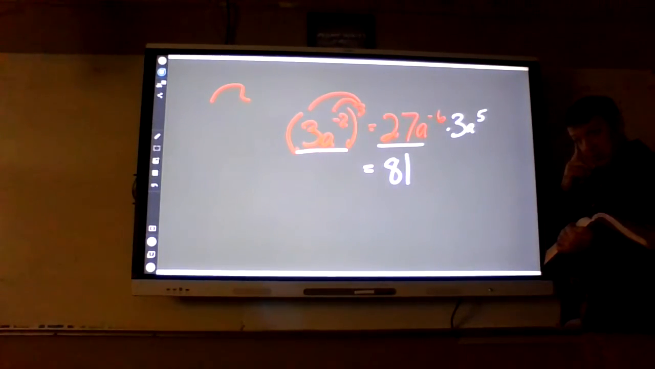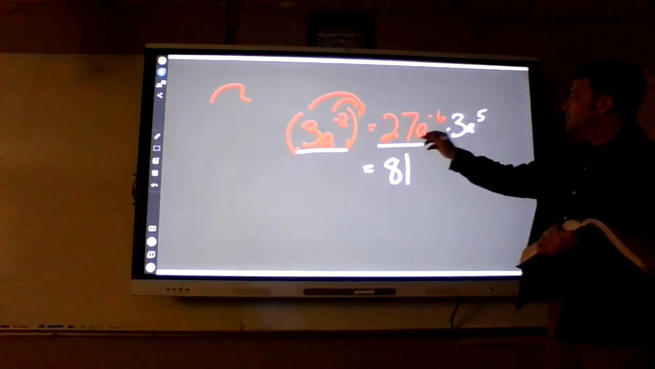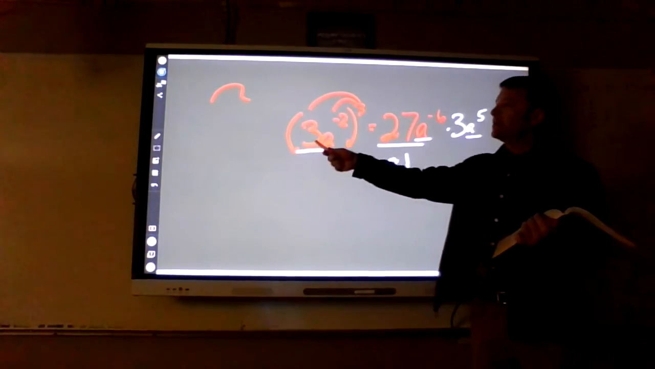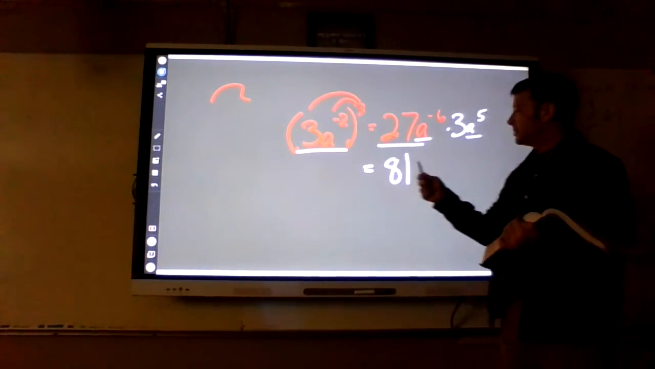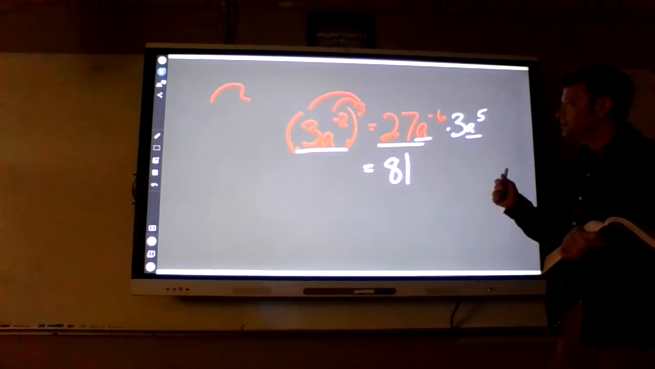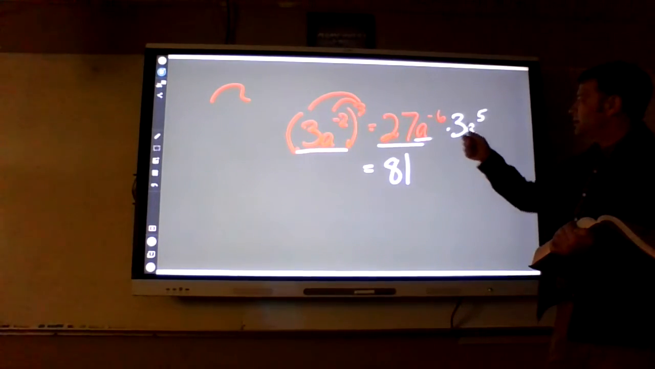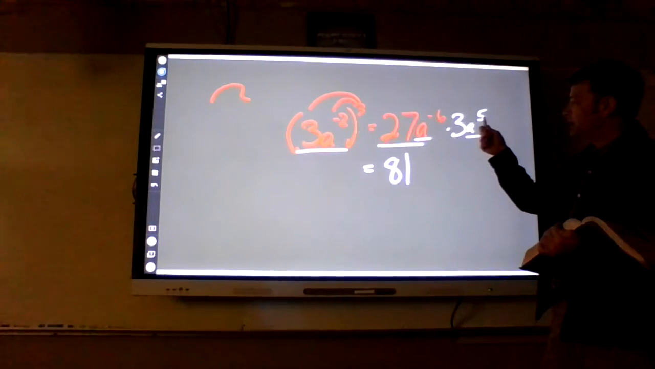That part is the negative 6 part of the problem, times a to the 5th. Where'd you get 27? 3 cubed is 27. 9 times 3 is 27. Oh, okay. Negative 6 plus 5, right? Negative 1.